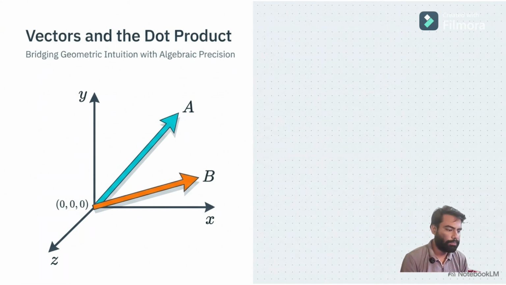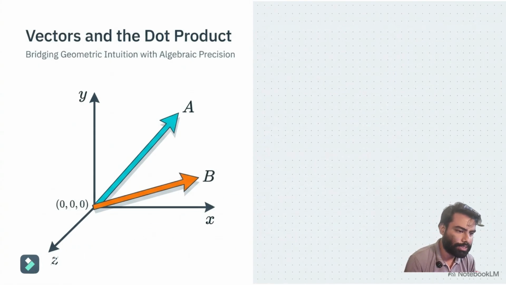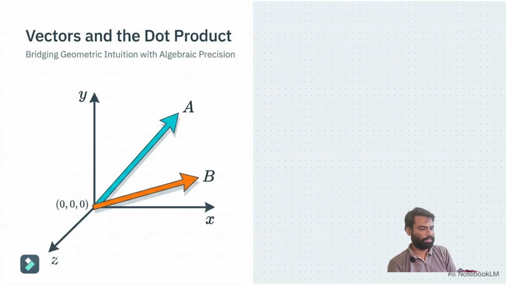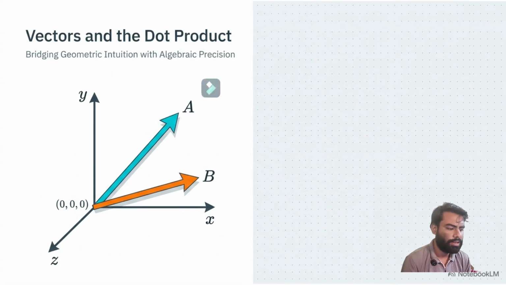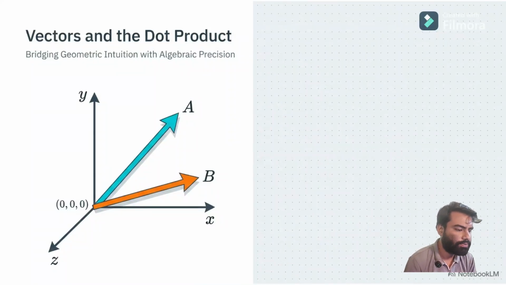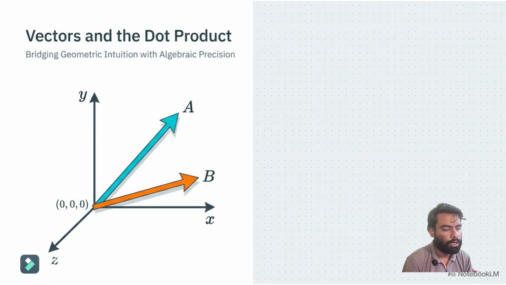So this is technically our first lecture, where we are discussing vectors and the dot product in particular. Before that, let's first start with physical quantity. What is a physical quantity? In any scientific experiment you go on, you need to measure something. What you can measure is a physical quantity.